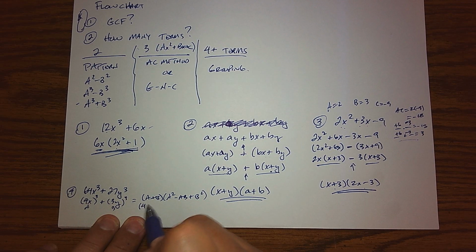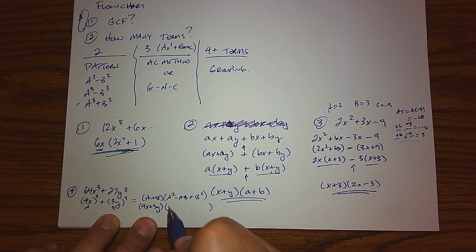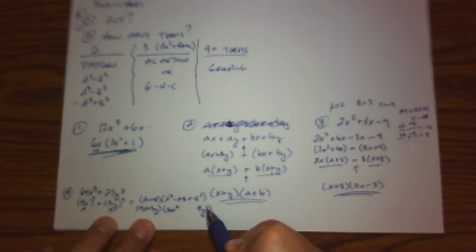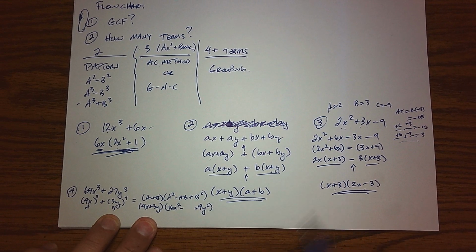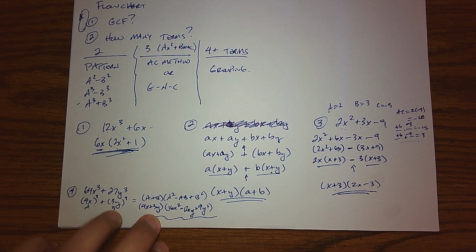So we get 4x plus 3y. We're going to square A, that will give us 16x squared. We're going to square B, that's 9y squared. And then we're going to subtract their product. 4x times 3y is 12xy. And there's your factorization.